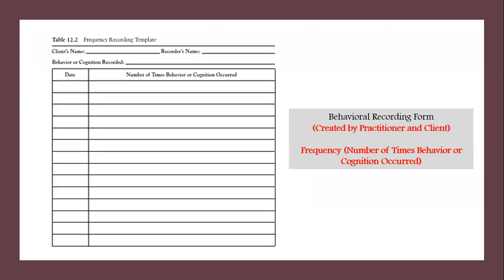The first one we have here is the behavioral recording form. In this form, it gives a sense of the frequency, or the number of times the behavior or cognition occurred. So this might be a very brief, quick assessment that you can ask your client to do. And it's very simple, right? It's not as complicated as some of the standardized assessment tools that are out there. It's intended to be a very simple way of getting a quick assessment from the client, especially if it's something that you're asking them to do every day.